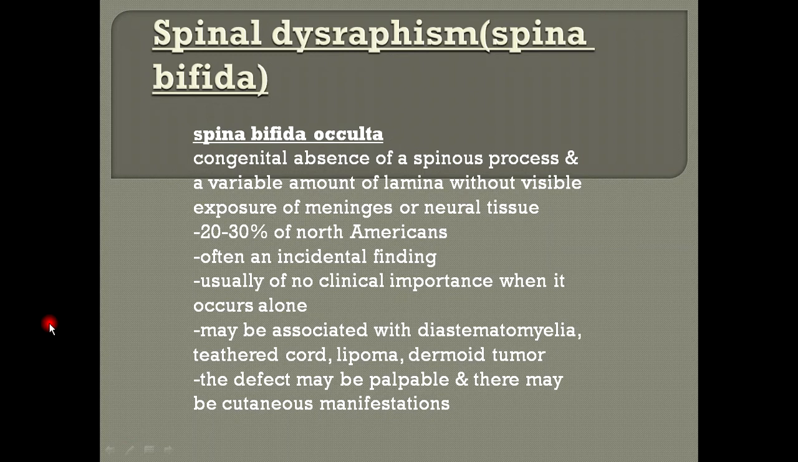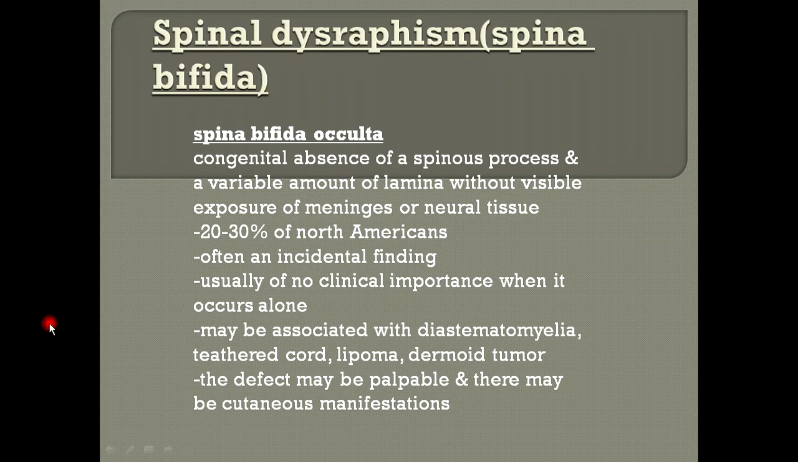Spinal dysraphism, or spina bifida. First, we have spina bifida occulta, which is a congenital absence of a spinous process and a variable amount of lamina without visible exposure of meninges or neural tissue.